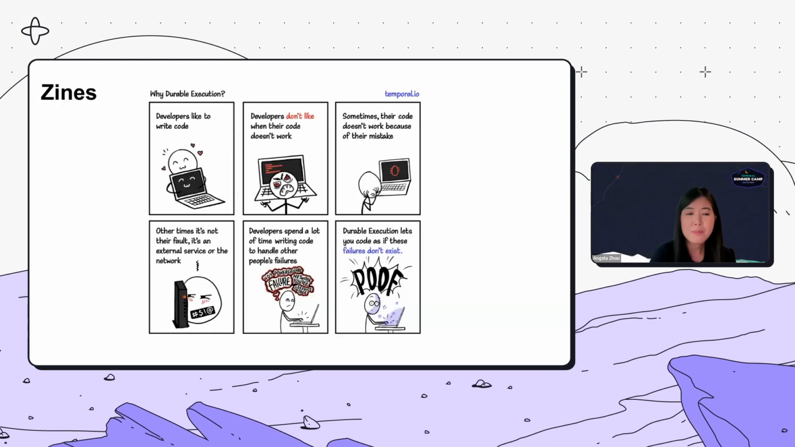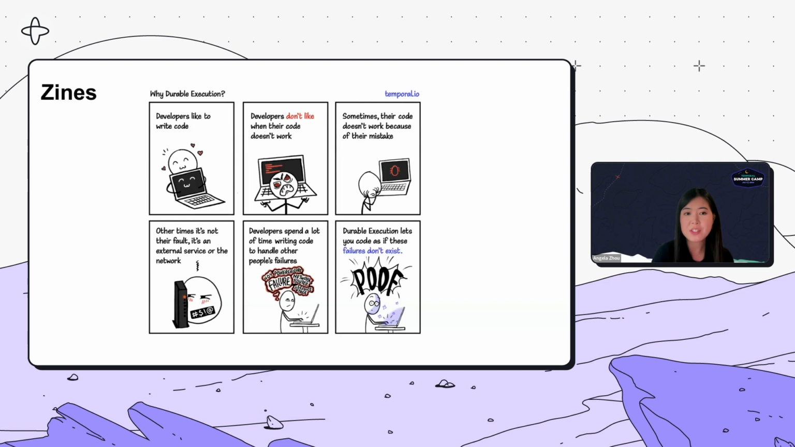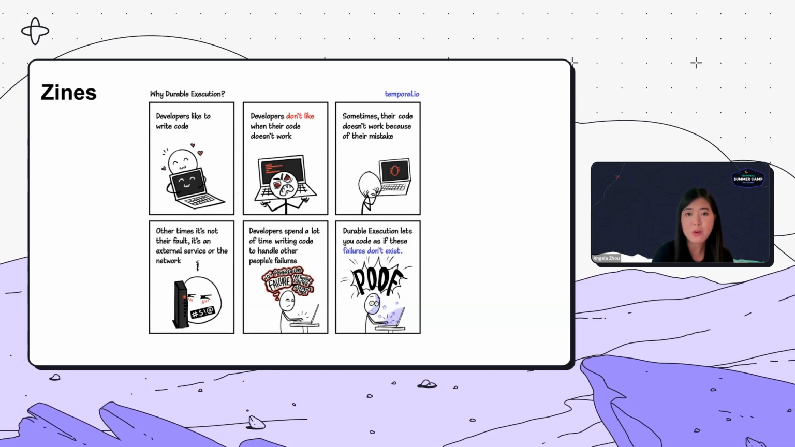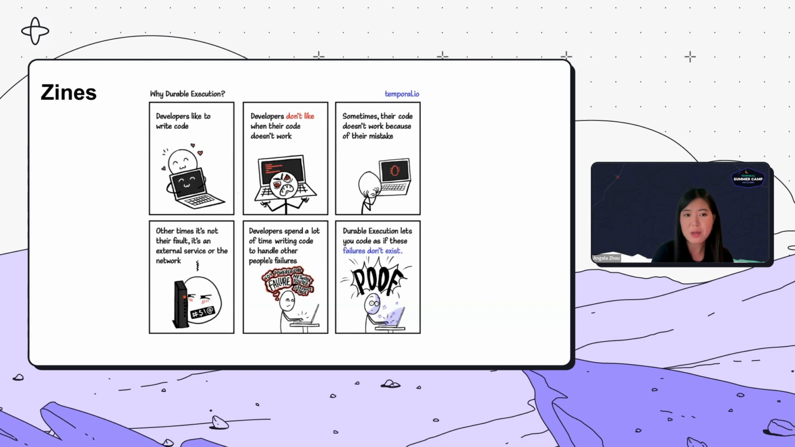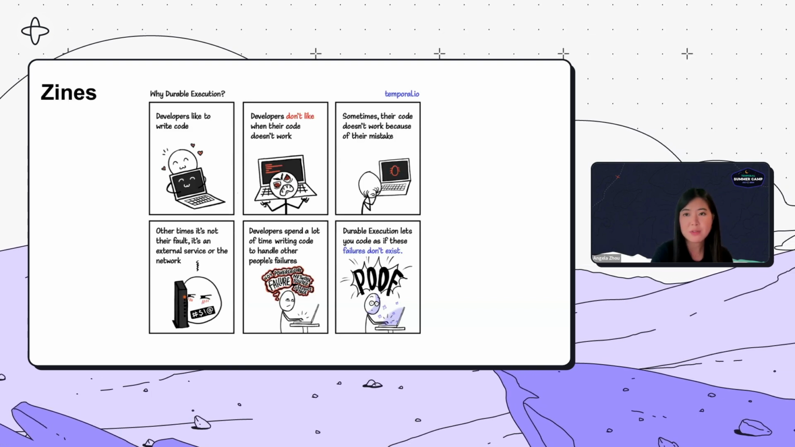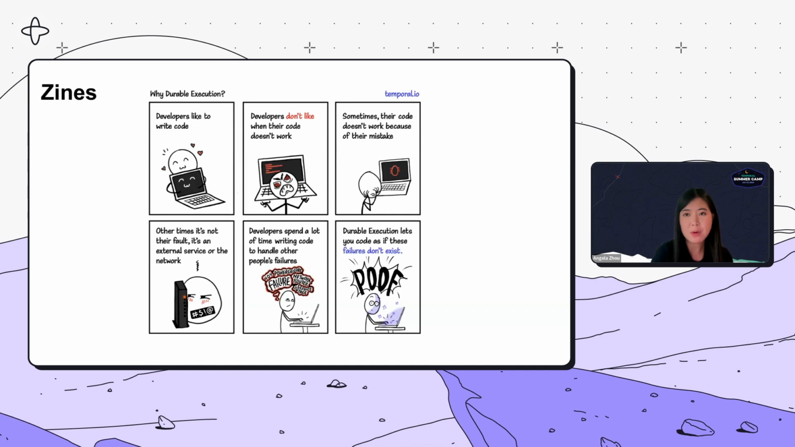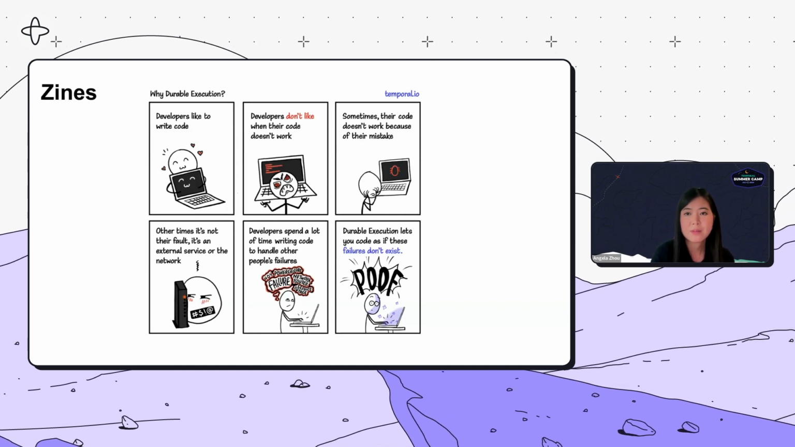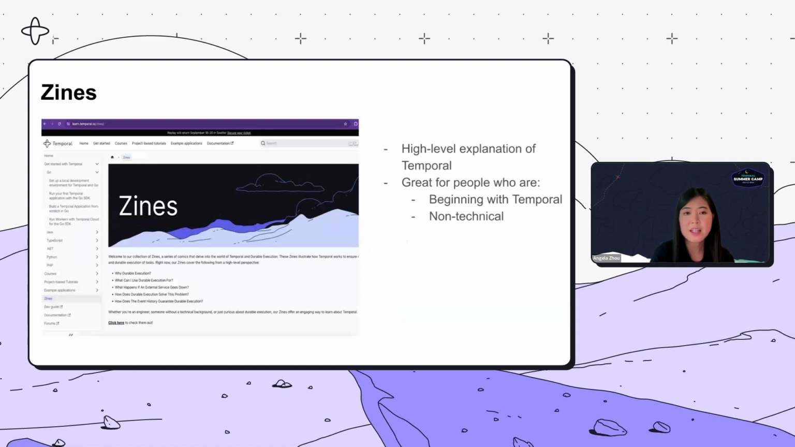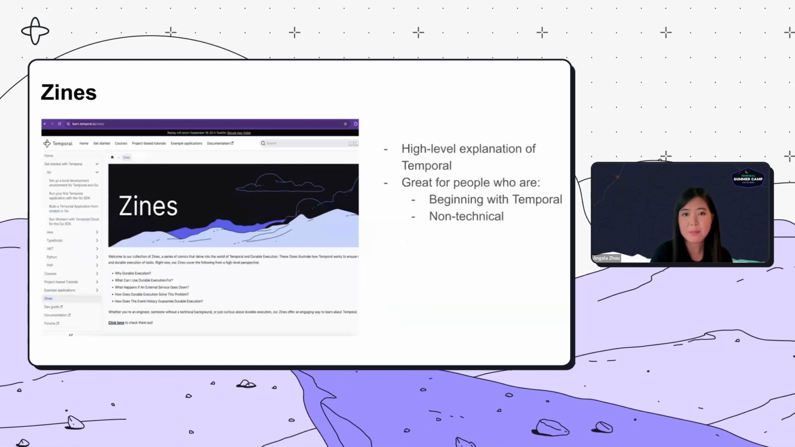Thanks, Tom. The Temporal Education team recently collaborated with the design team to bring about a series of comics that explain how Temporal works from a high level. The comics answer questions like, why is durable execution important? What can it be used for, etc. The comics work great for someone just starting out with Temporal or someone without a technical background. To access designs, just go on the Learn site again, and you'll see them in the left-hand side menu.